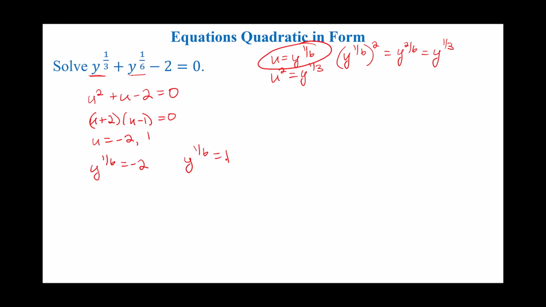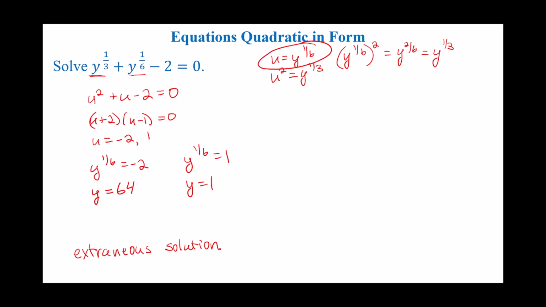To solve for y, I'll need to raise both sides to the 6th power. And I would get y equals 2 to the 6th power, which is 64, and y equals 1. Recall that anytime you're solving an equation and you raise both sides to an even power, like here we squared both sides, we need to check our answers because we could introduce what we call an extraneous solution. So a solution that doesn't actually work in the original equation.